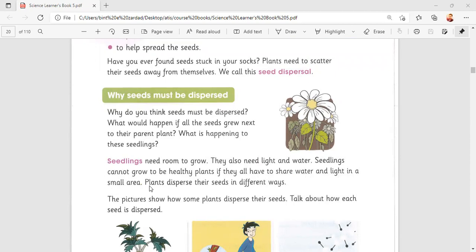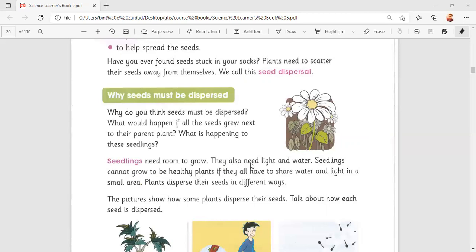They cannot share because the parent plant cannot share, not like us sharing things with our children. Obviously not. Parent plants do not share any nutrients or water with the small plants. So obviously they throw their seeds away from themselves.